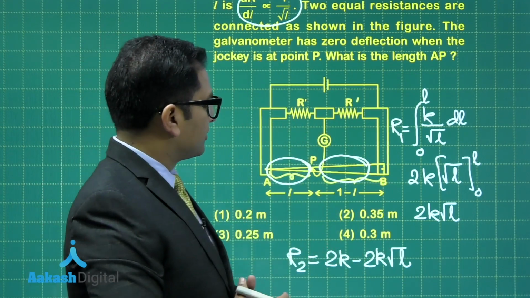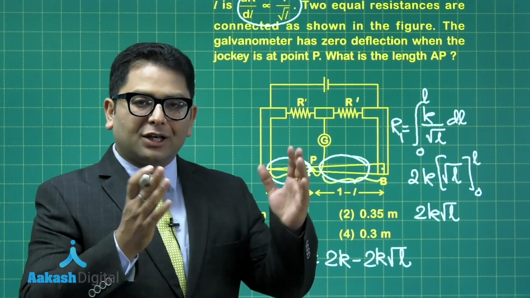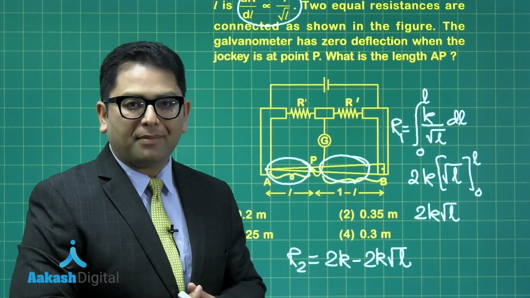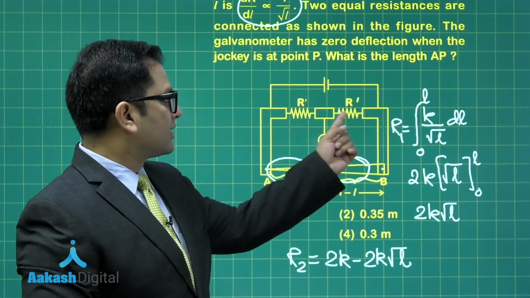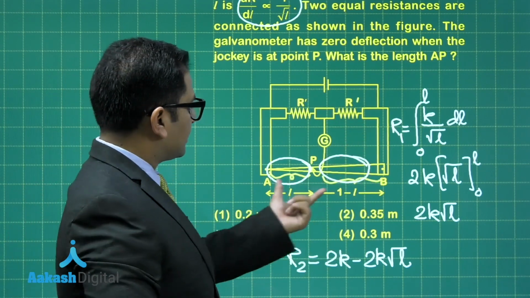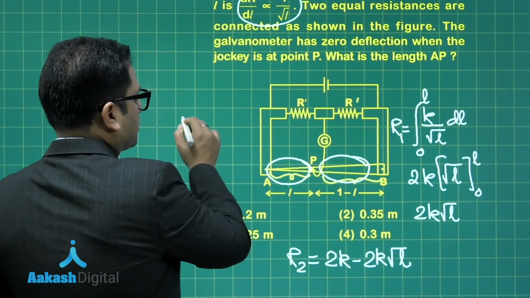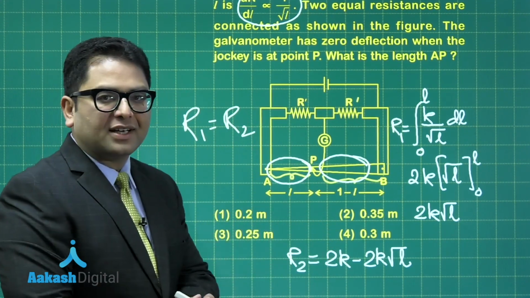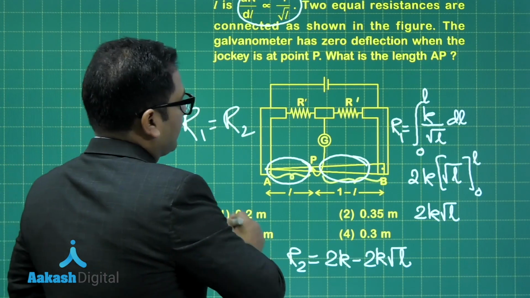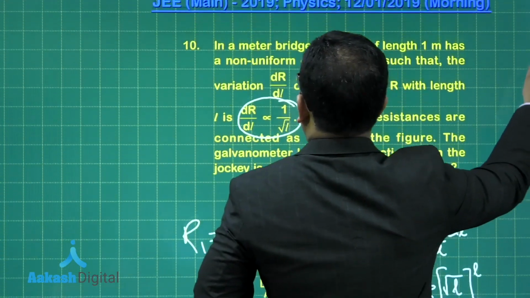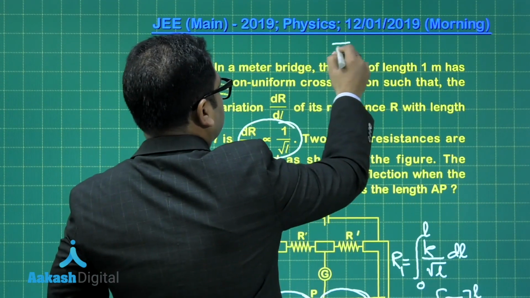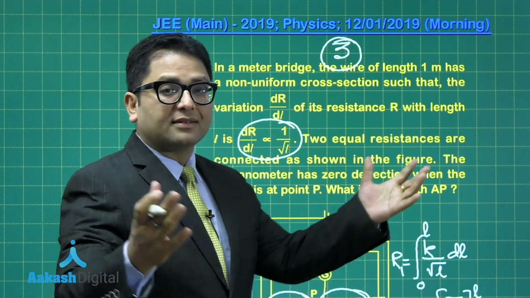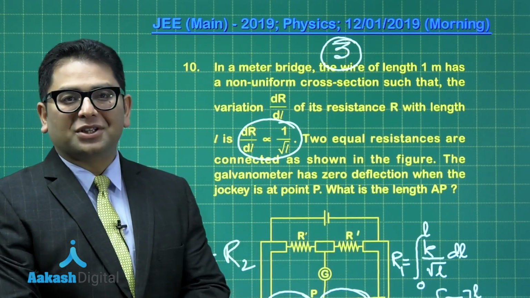For the given condition, it has been said that the galvanometer is showing zero deflection. That means it has to be a balanced Wheatstone bridge. Since these two resistances are equal, this and this also need to be equal. So the condition is R1 equals R2. Go for a little bit of solving, and you would get option number 3 as the correct option for question number 10. So for question number 10, the correct option stands out to be option number 3. That's fine. Now let's go to the 11th question.